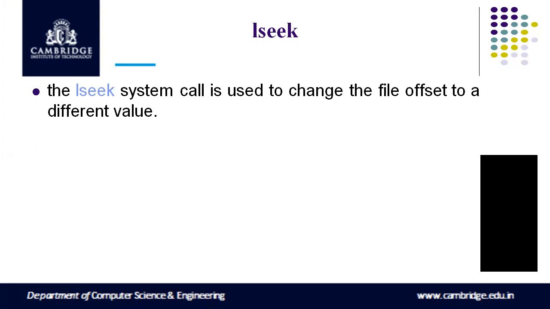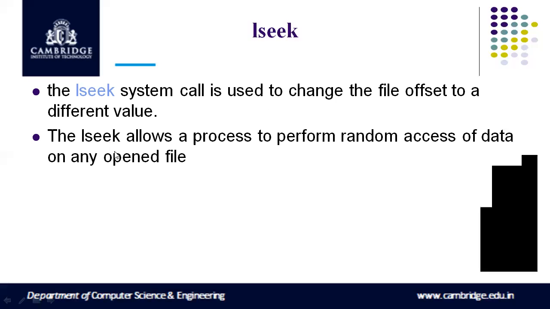Normally, whenever you open any file to perform a read or write operation, we'll have a pointer. That pointer will always point at the beginning of the file. So if you want to change that pointer value, then we can use this lseek API. The lseek API also allows a process to perform random access of data on any opened file.